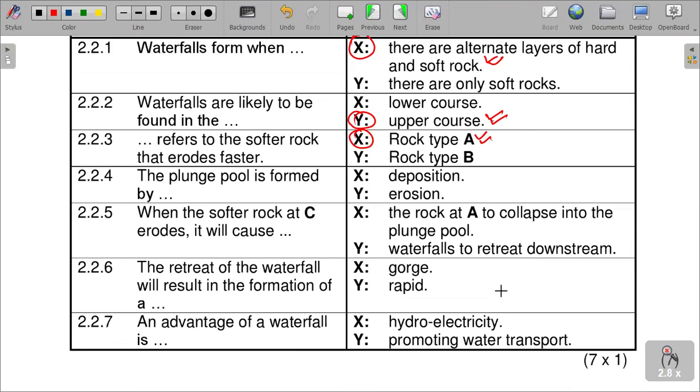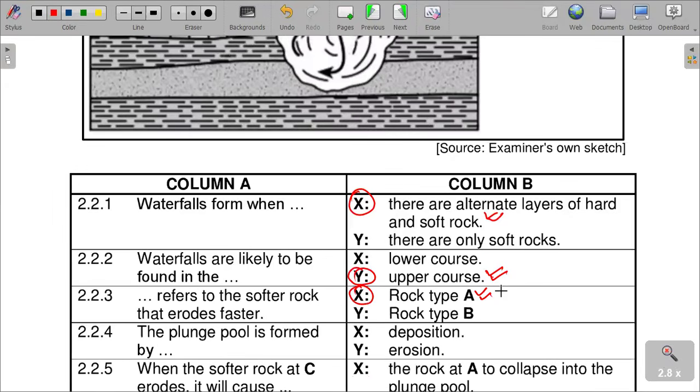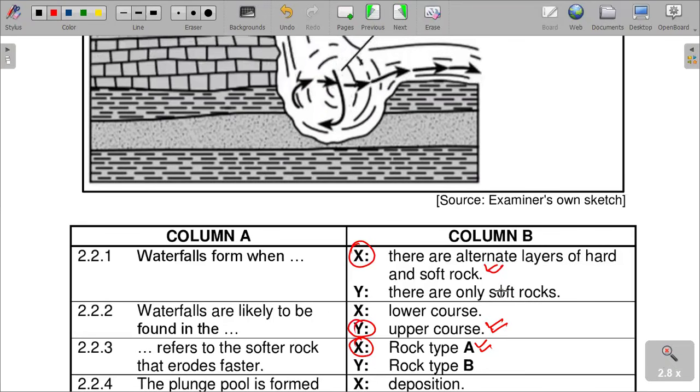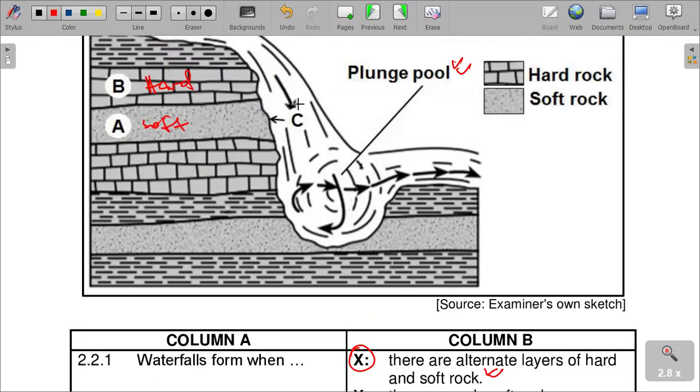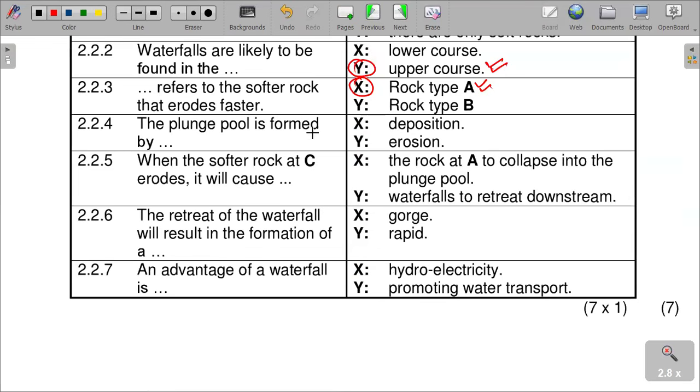The plunge pool is formed by what? At the base of the river channel is the plunge pool, which we are seeing there. Number 2.2.4, the plunge pool is formed by erosion. We don't have deposition there. The rock pieces which form the overhang peel off or break, come down here and are moved by turbulent movement, which causes erosion. Hence the plunge pool is formed by erosion.